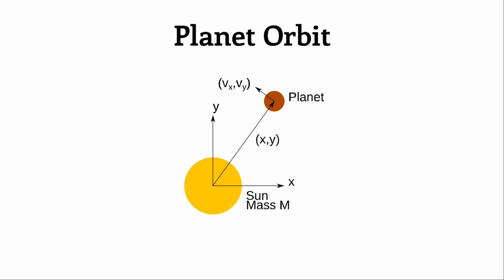The planet that is orbiting the sun is drawn towards the sun by a force that is proportional to both the mass of the sun and the mass of the planet. So the acceleration with which it is drawn towards that sun is proportional to the mass of the sun. And let's write this down in vectorial form.